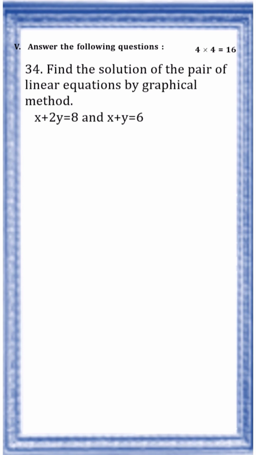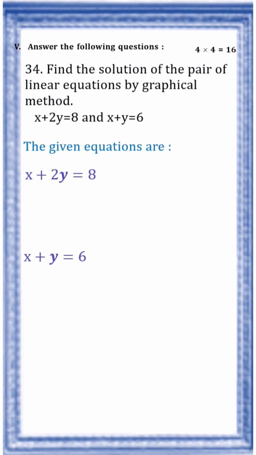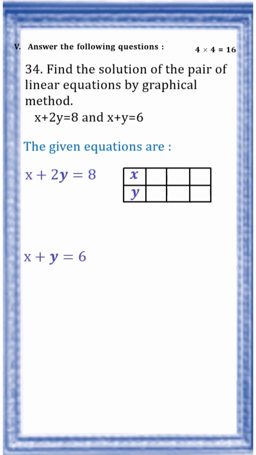Now let us solve the 4-mark questions. There are 4 questions of 4 marks each. 34th question, find the solution of the pair of linear equations by graphical method. There are 2 equations. They are x plus 2y is equal to 8 and x plus y is equal to 6. Now let us form a table of values for x and y for the first equation.